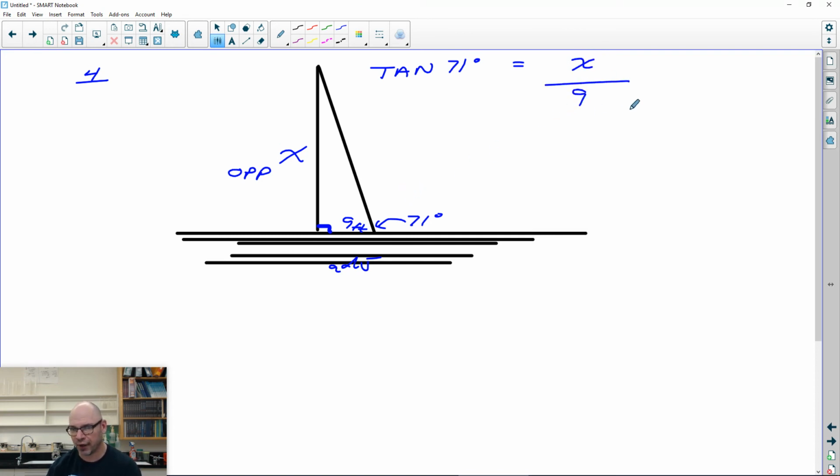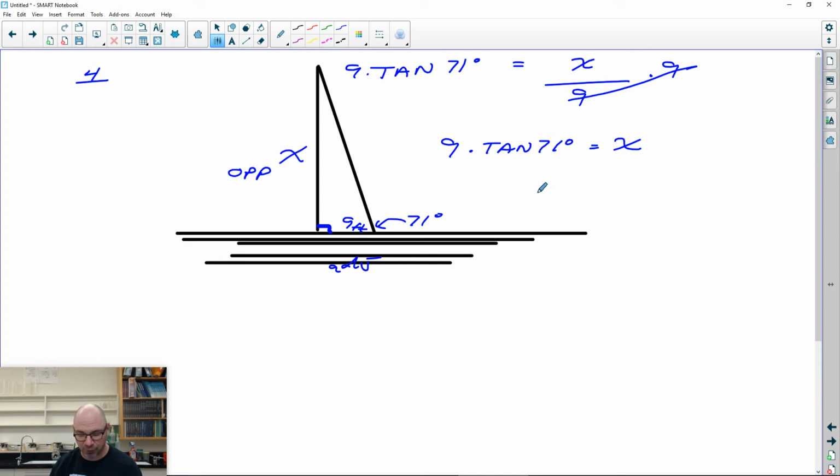Okay? Oh, this one we just have to multiply 9 feet on both sides. That cancels these ones out, and we got 9 times tan 71 is going to equal x. So get our calculator out, make sure it's in degrees. 9 times tan 71.